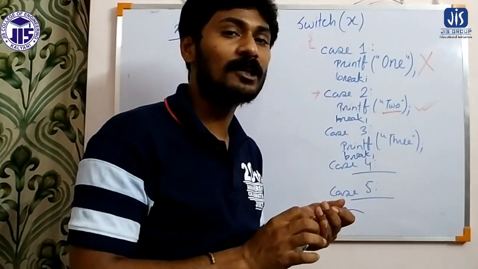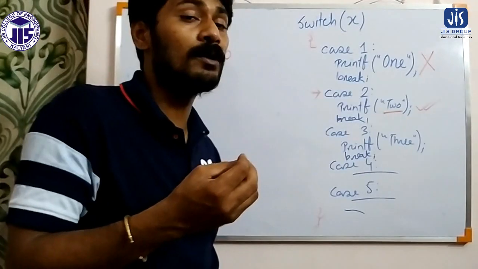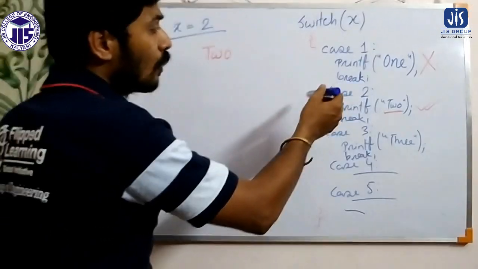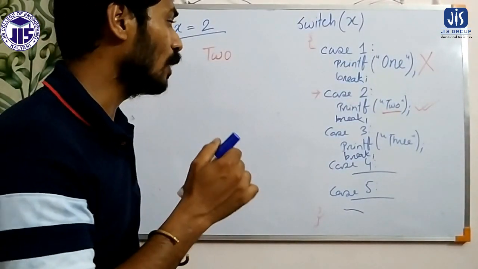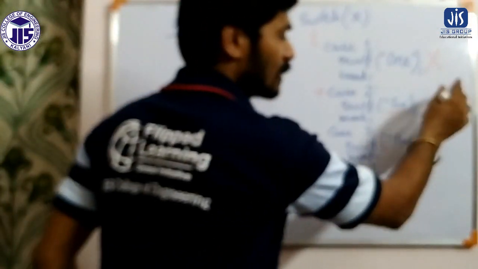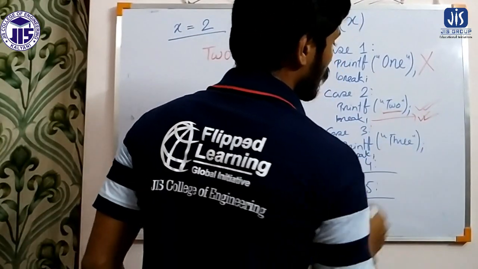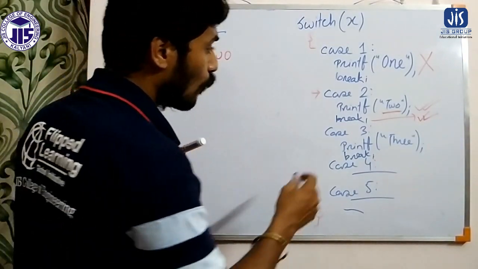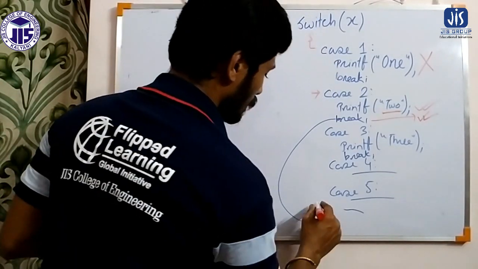The meaning of the break statement is that whenever the compiler fetches the break statement, the rule of the break statement is that it will jump out of that particular loop. That means if the value of x is 2, this statement will get executed, no problem. After that, the break statement will get executed, and whenever the break statement executes, from there it will jump completely out of the switch case.